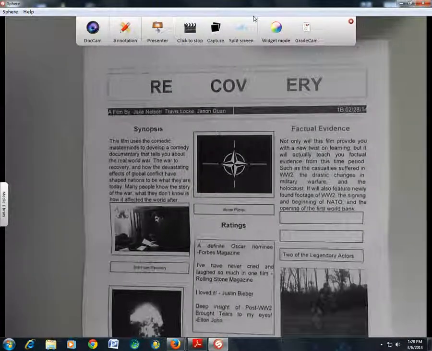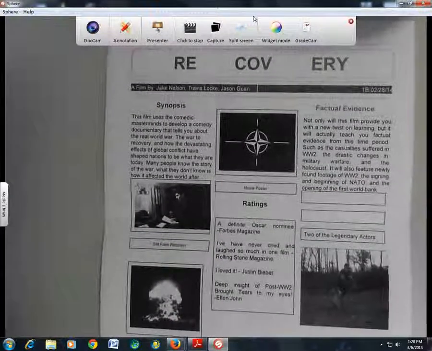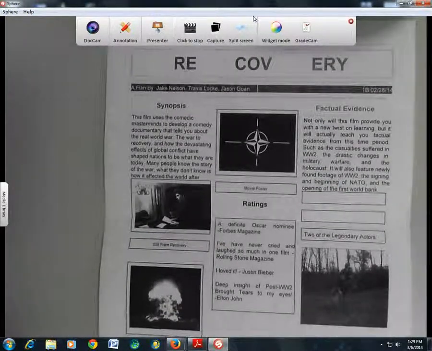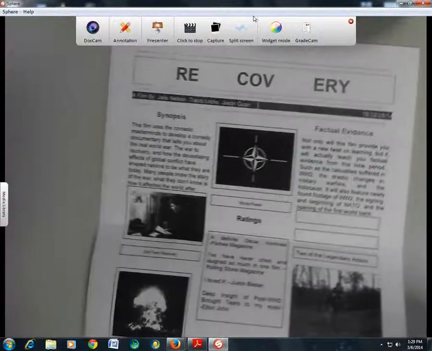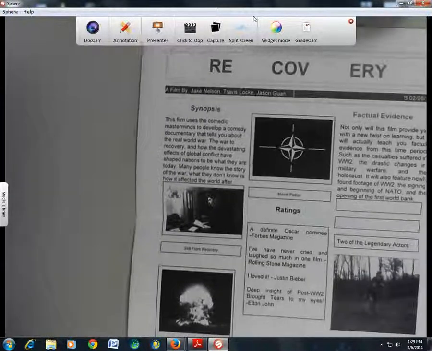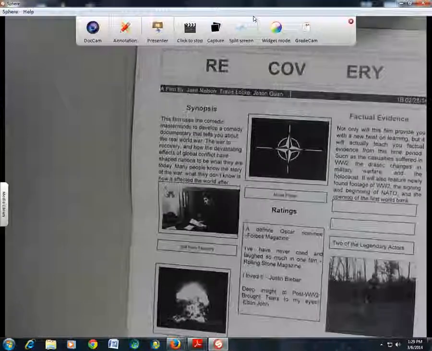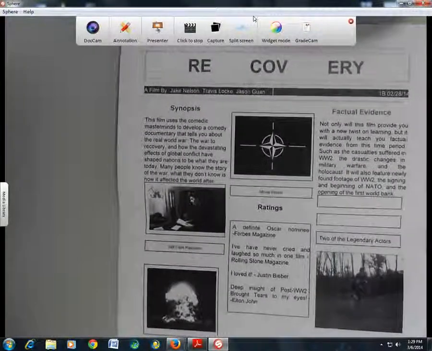This is an example of one that was basically thrown together. It was on one page. They folded it in the middle, which didn't do any good to anybody. They put the synopsis on here, which was good. They put some factual evidence on here, which was good.